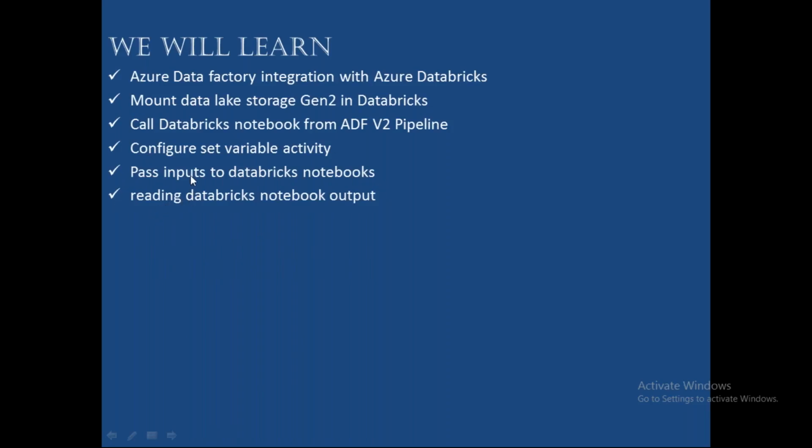Then I am going to see reading Databricks notebook output. So the Databricks notebook will execute, it will generate the output. That particular output, I want to read it from the data factory. So how can you read that particular output? We will see. Then configure notebook activity. How you can call that particular Databricks notebook, we will discuss.